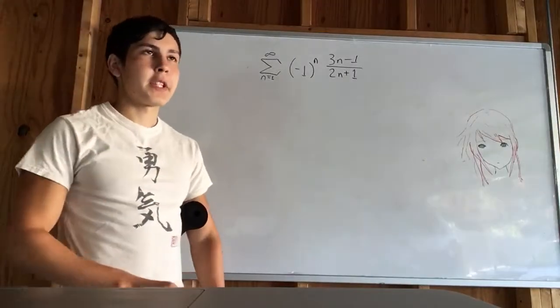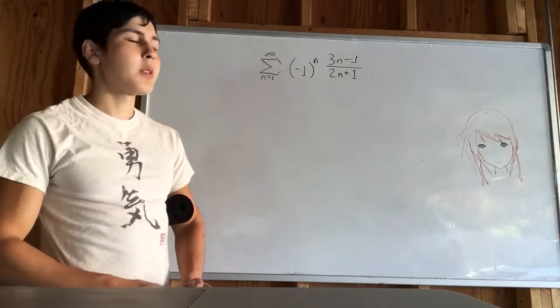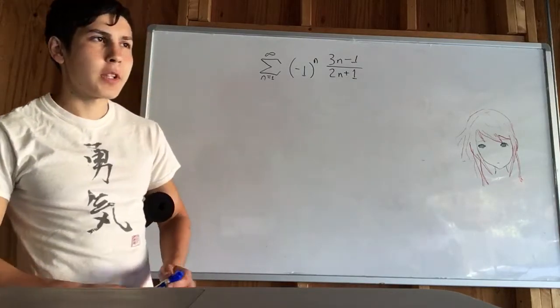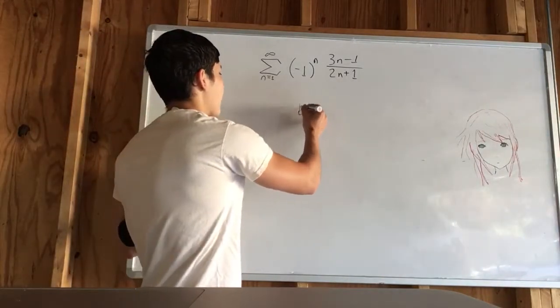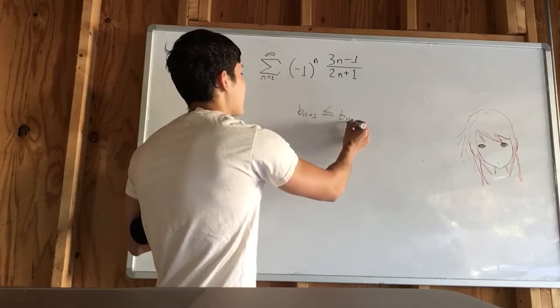We're going to find out if this series converges or diverges. So we're going to use the alternating series test. With the alternating series test, you have to meet two conditions. That b sub n plus 1 is less than or equal to b sub n.